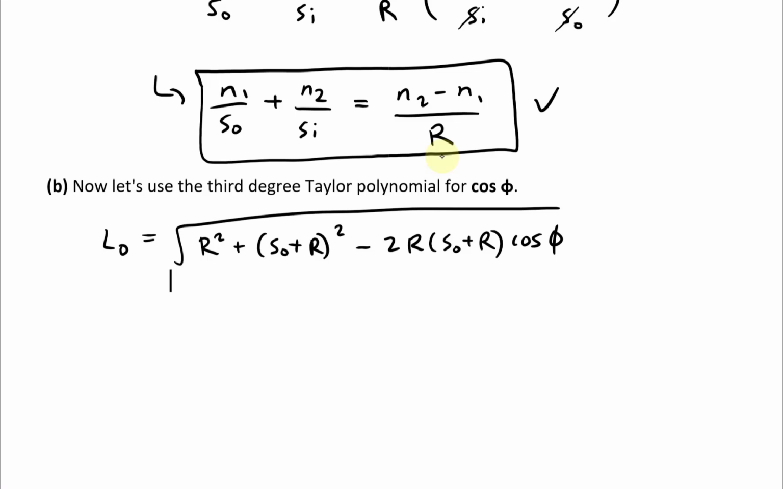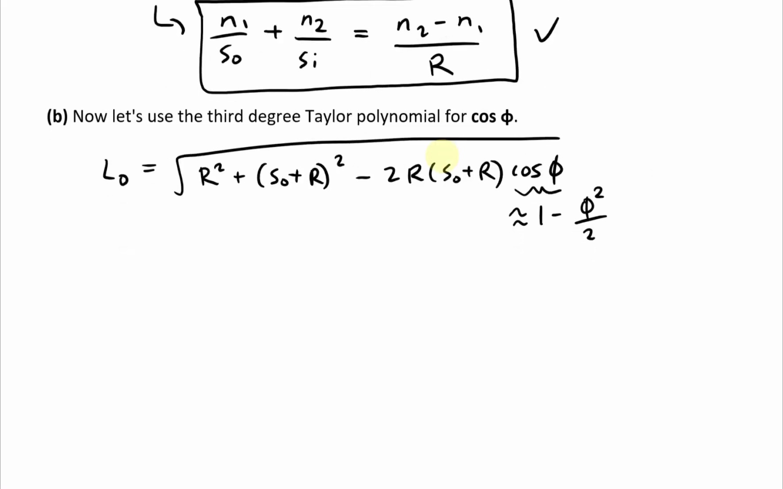Now we're going to replace this part right here, so this one's going to be roughly equal to 1 minus, this is going to be 1 minus phi, so then instead of x squared, instead of x, this is phi, so phi squared over 2 factorial, which is just 2. So just leave it like that.